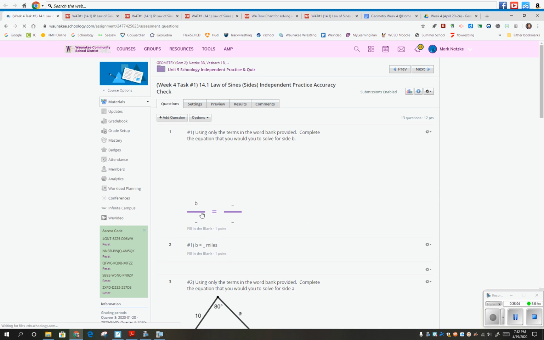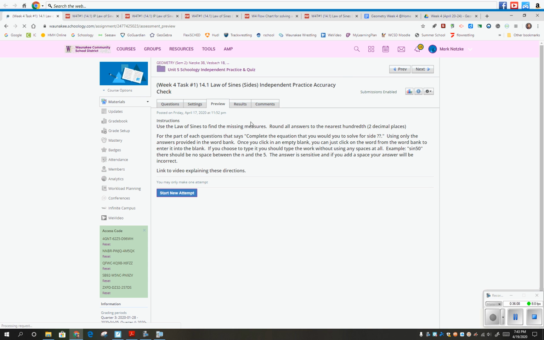Now I want to show you something. So here's a preview. Okay, you're going to use the law of sines to find the following measures. Round all answers to the nearest hundredth, 2 decimal places. For each number you do on your sheet, there's going to be one question. It's going to ask you to complete the equation of your setup.